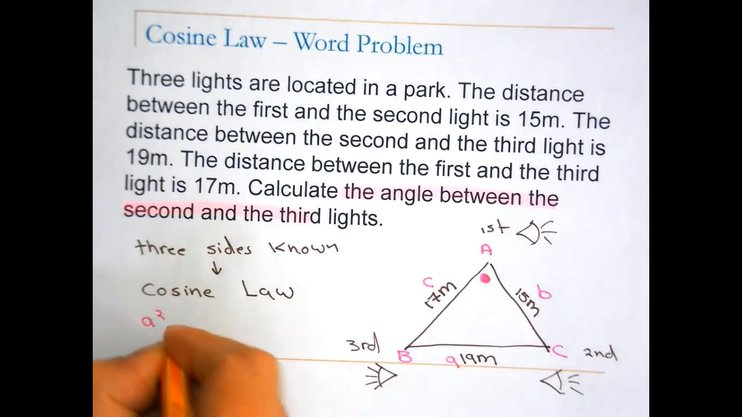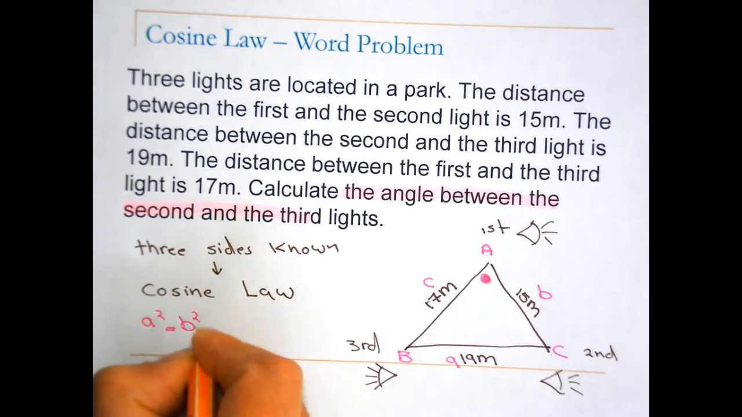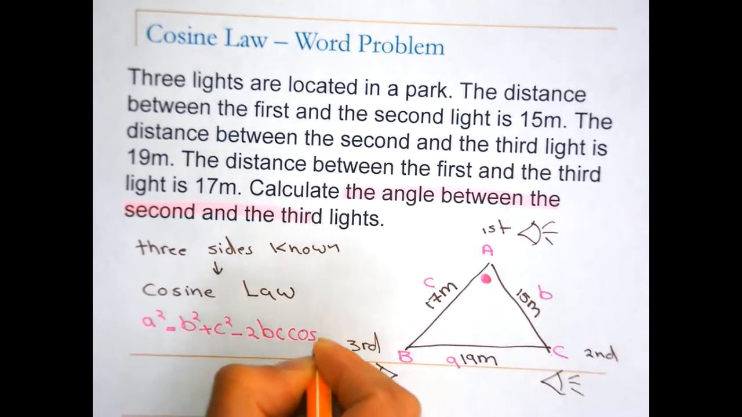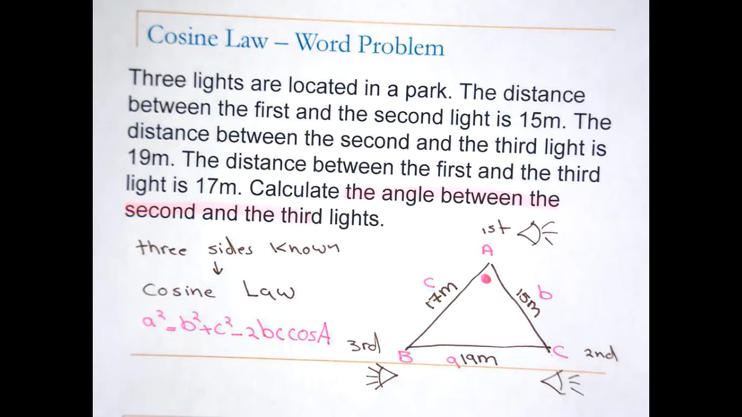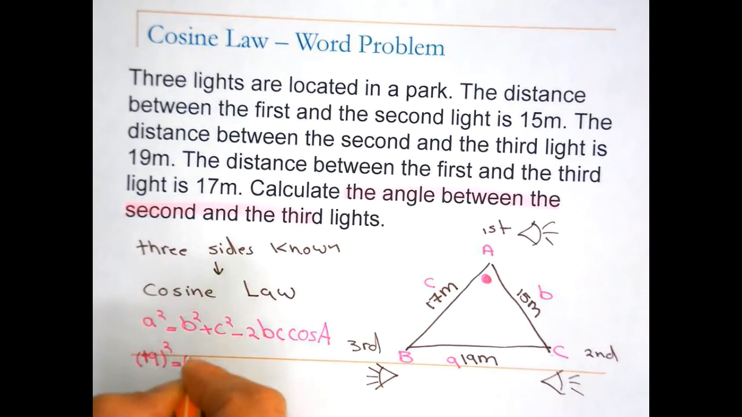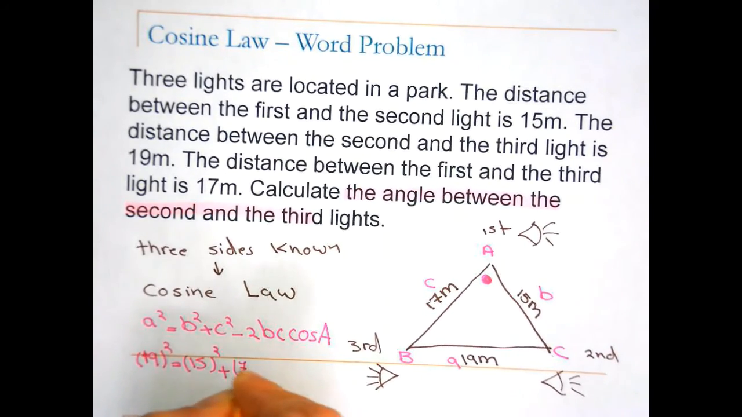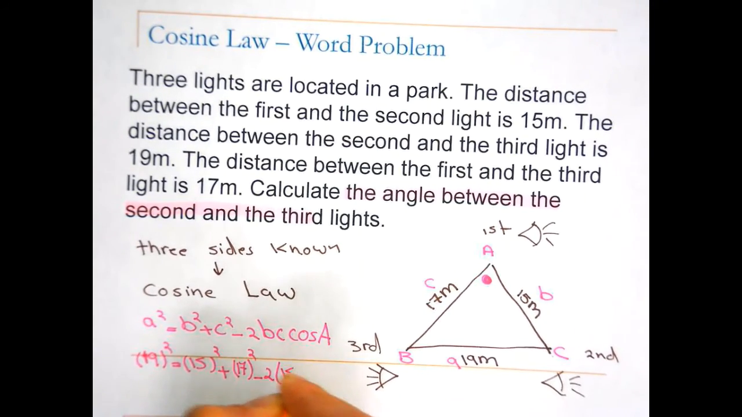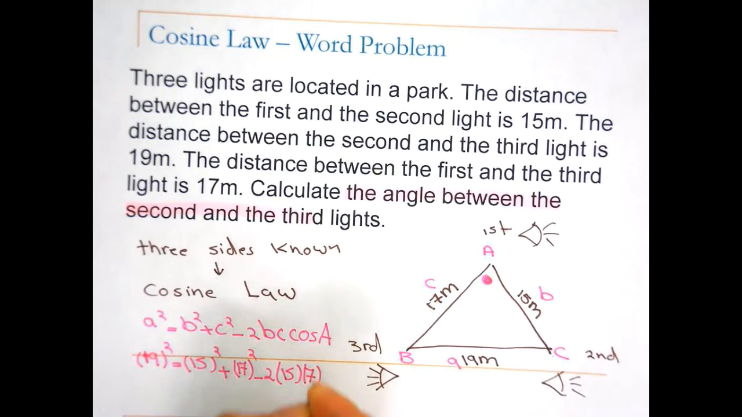A squared equals B squared plus C squared minus 2 times B times C cosine A. Now let's put the numbers in. So A is 19. So 19 squared equals B is 15 squared plus 17 squared minus 2 times 15 times 17 cosine angle A.